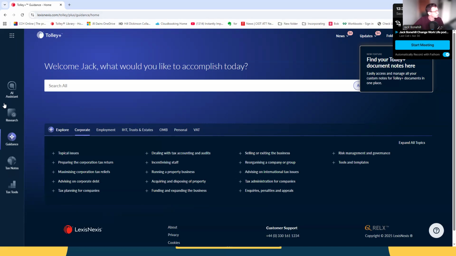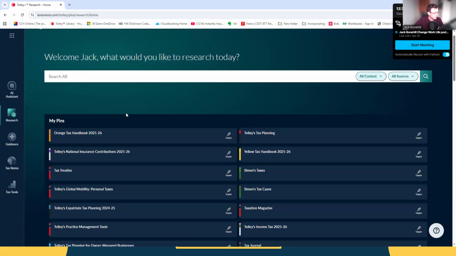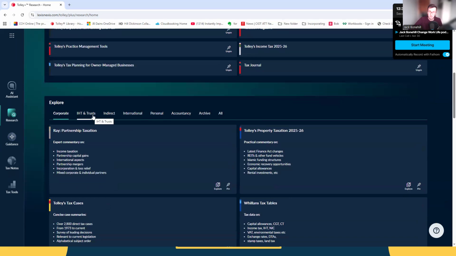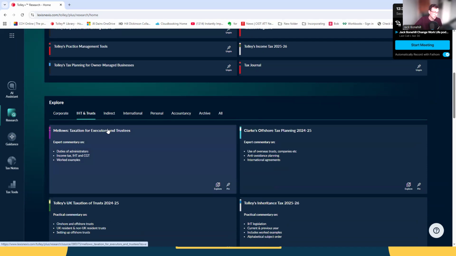If you've used Tolley's before, you'll know that you've got this research element here. What you can do is explore all the different books and all the different guidance that they have. In this case, because I'm interested in trusts and I can see there's a heading here for trusts, I'm just going to go there.